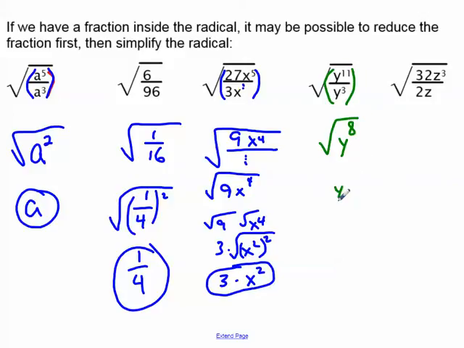And now I'm going to rewrite that y to the 8th because it's a perfect square already. Write it as a perfect square, as a base squared. Square root of a perfect square means the base, y to the 4th, comes outside the house. Done.